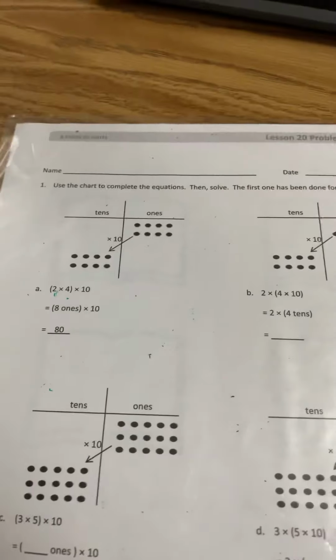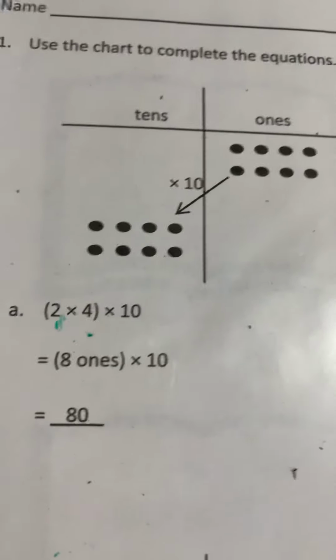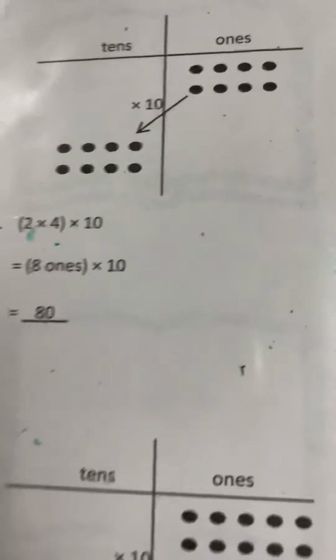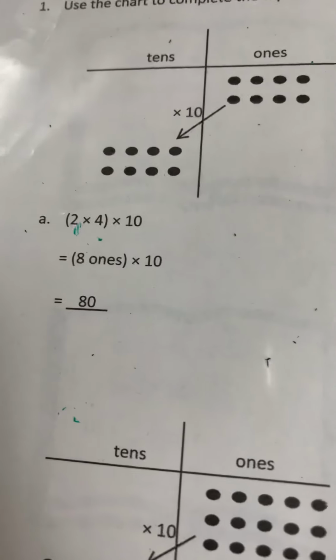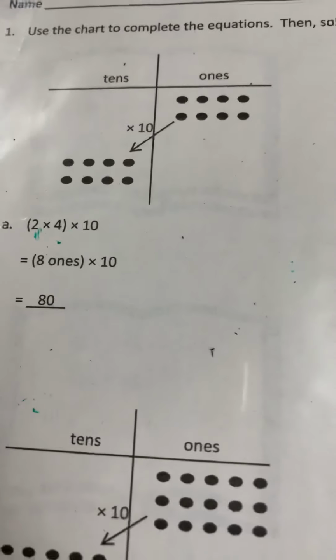All right, we're also going to go to the problem set. So let me show you the problem set. So for number 1 on page 121, they want you to use the chart to complete the equations, then solve. The first one has been done for you. So they have a chart again, tens and ones. The problem is 2 times 4 in parentheses times 10. It equals 8 ones times 10 equals 80. So they kind of charted that for you.